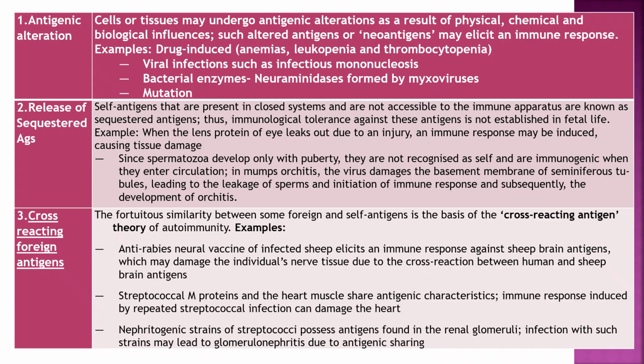The similarity between some foreign and self-antigen is the basis of cross-reacting antigen theory of autoimmunity. Example, anti-rabies neural vaccine of infected sheep elicits immune response against sheep brain antigen, which may damage individuals' nerve tissue due to cross-reaction between human and sheep brain antigen. Streptococcal M protein and heart muscle share antigenic characteristics. Immune response induced by repeated streptococcal infection can damage the heart. Nephrogenic strain of streptococci possess antigen found in renal glomeruli. Infection with such strain may lead to glomerulonephritis due to antigenic sharing.